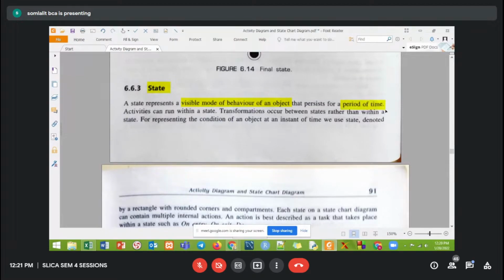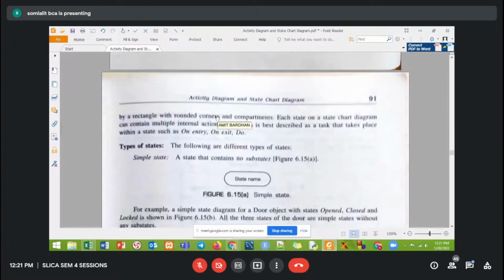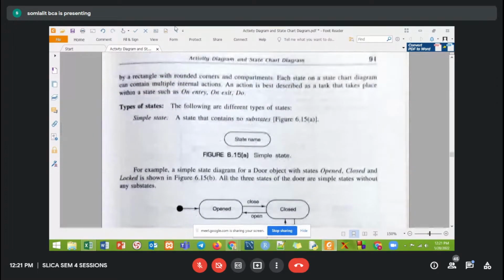Okay, so set of activities, I would say set of activities happening in a particular period of time, that are known as states. So activities, see, it's written over here, activities can run within a particular state. Okay, we can transform from one state to another. The same way we have kept guard conditions over there, here also we can keep the guard conditions, that is possible. Okay, so what are the different types of states that are available over here?